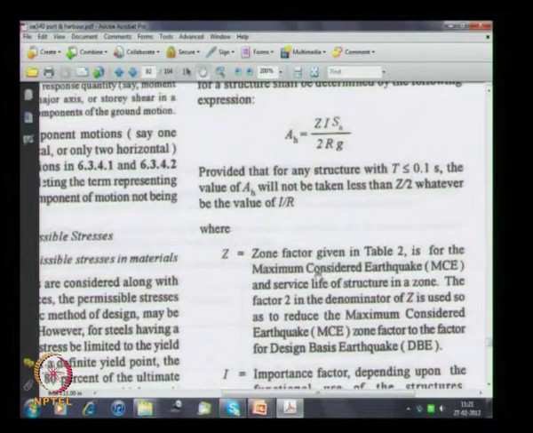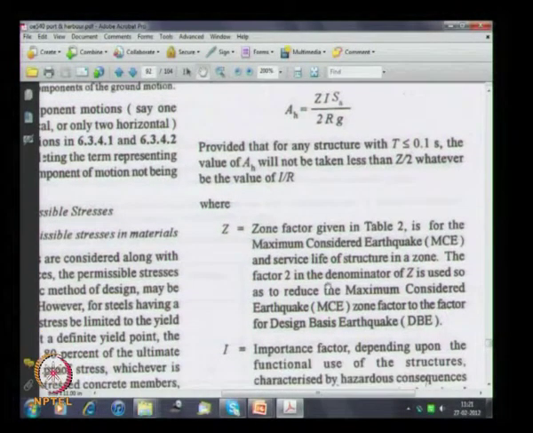Zone factor is given in table 2. This is for the maximum considered earthquake, I said credible, that is not correct, maximum considered earthquake, and service life of structure in a zone. The factor 2 in the denominator of Z is used so as to reduce the maximum considered earthquake zone factor to the factor of design basis earthquake. I will ask these questions: what is MCE and what is DBE? We have to explain what is MCE and what is DBE.